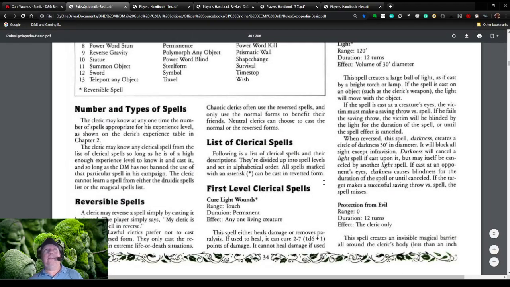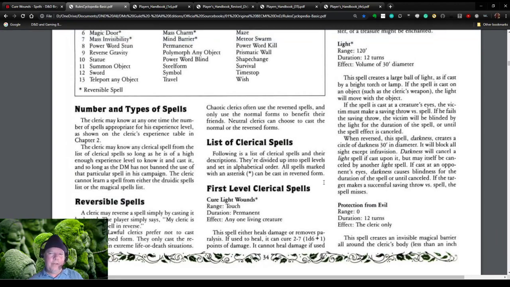This is the Rules Cyclopedia for original D&D. Original D&D came out in the early 70s. It was the version that Dave Arneson and Gary Gygax worked on and put together based on a game called Chainmail, which was based on a miniatures war game scene that was pretty popular in the late 60s and early 70s. And again, it was a touch spell, and this one would cure 1d6 plus 1 points of damage.